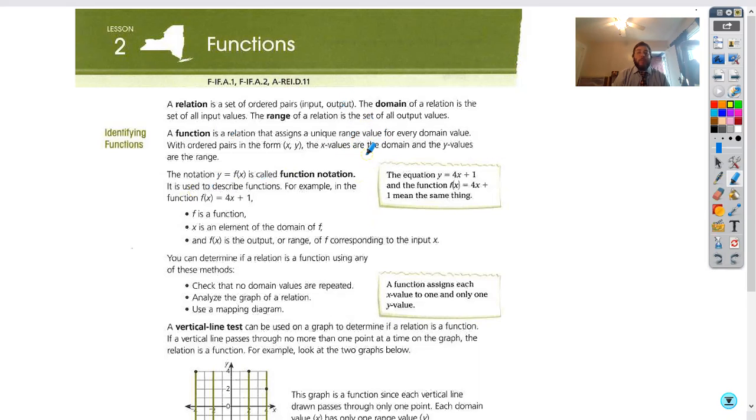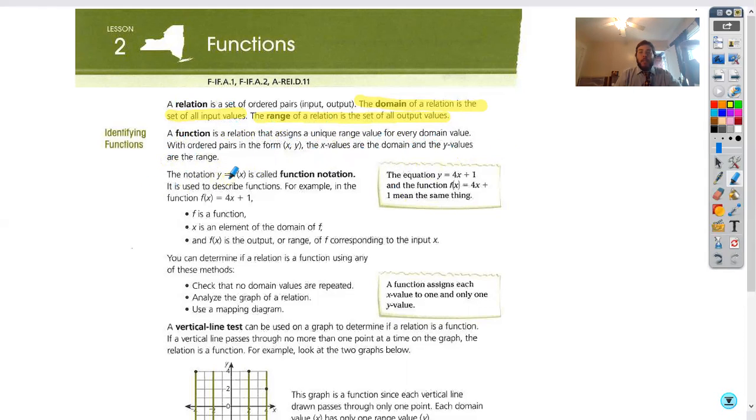The domain of a relation is the set of all the input values, and the range of the relation is the set of all the output values. So we have the domain, which is our inputs, and the range, which is our outputs. A function is a relation that assigns a unique range value for every domain value, with ordered pairs in the form x, y. The x values are the domain, and the y values are the range.